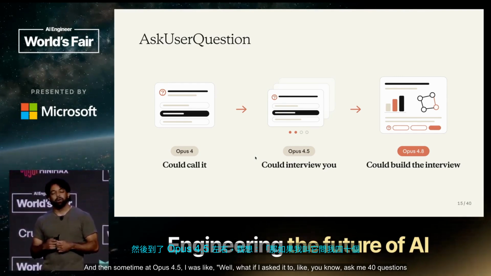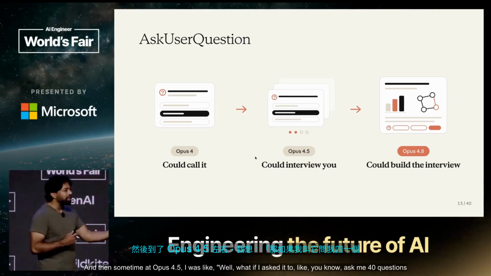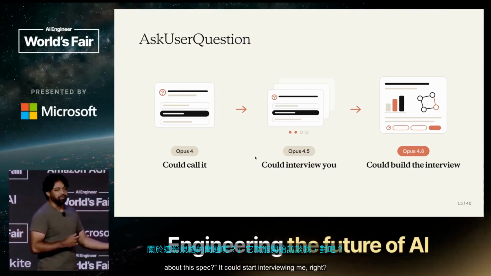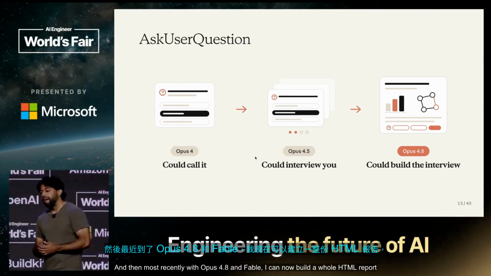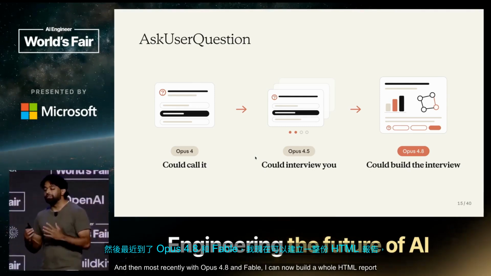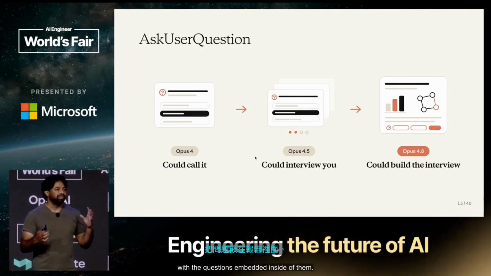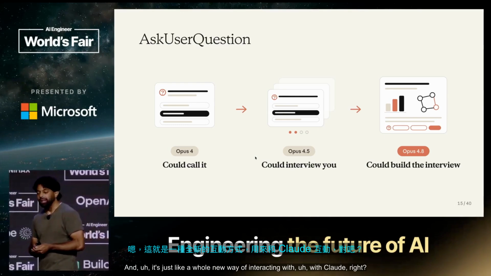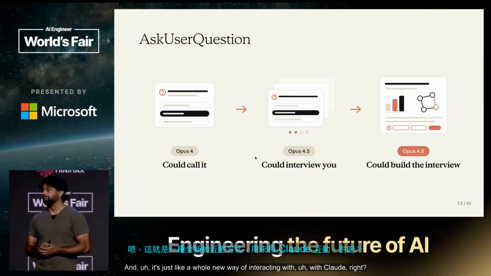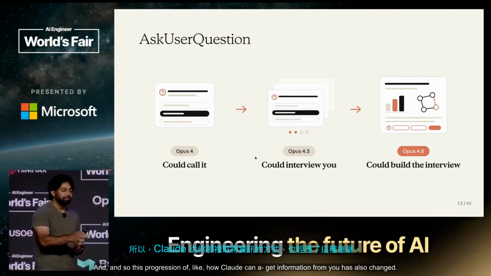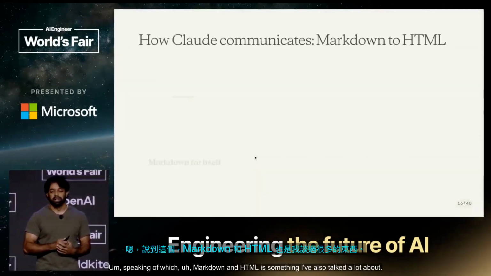And then sometime at Opus 4.5, I was like, well, what if I asked it to ask me 40 questions about the spec? It could start interviewing me, right? And so its ability to ask questions jumped, right? And then most recently with Opus 4.8 and Fable, I can now build a whole HTML report with the questions embedded inside of them. And it's just like a whole new way of interacting with Claude, right? And so this progression of how Claude can get information from you has also changed.